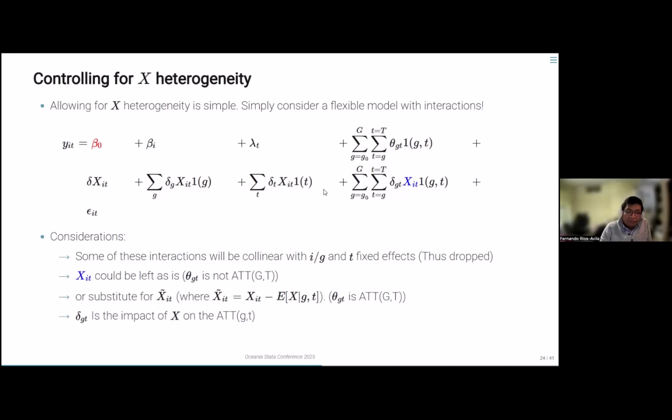Second, again, this XIT, you can decide to either include it or exclude it, or include it as it is or not. You include it as it is, this is no longer an ITT. If you demean it, this becomes once again your ATT-GT for the specification. Finally, this parameter, the delta GT, is going to be the impact that X has on the ATT for that particular group.